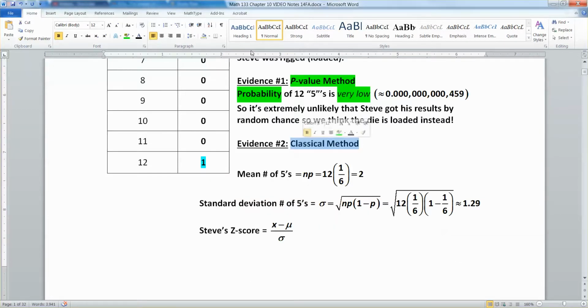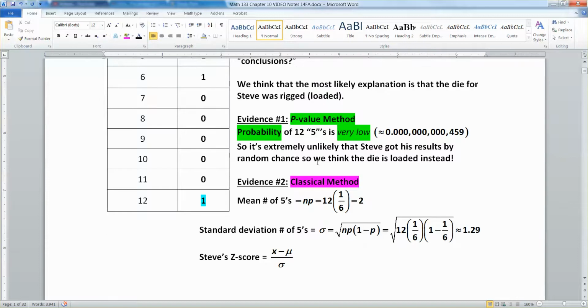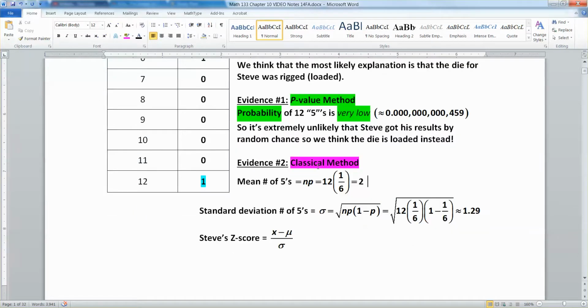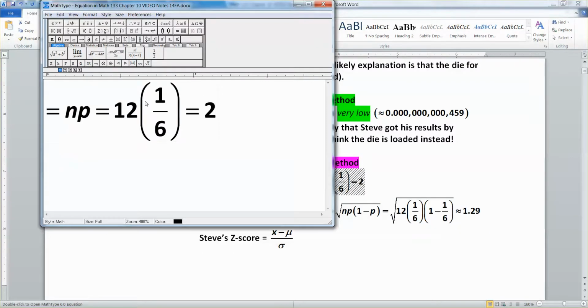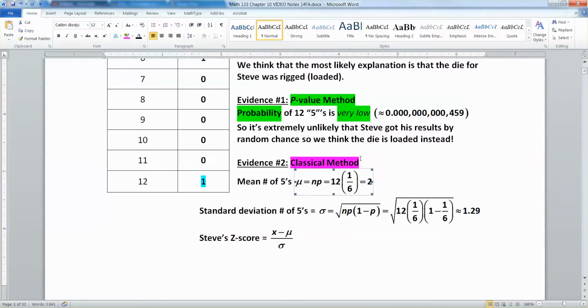All right, so the classical method, let me highlight this one for you. The classical method, you have to think about the mean and the standard deviation and the z-score. So you say, look, the mean number of fives that I'm expecting is, now remember, since this is binomial, right, you have your independent trials, you've got your chance of success is 1/6, et cetera, and either 5 is success, everything else is failure, all that good stuff. Then n times p, is 12 times 1/6, which is 2. So that's your mean.